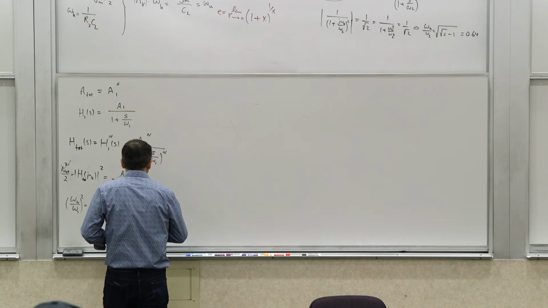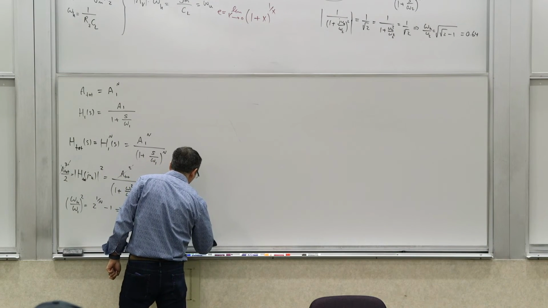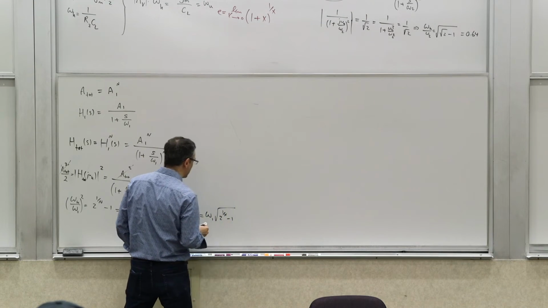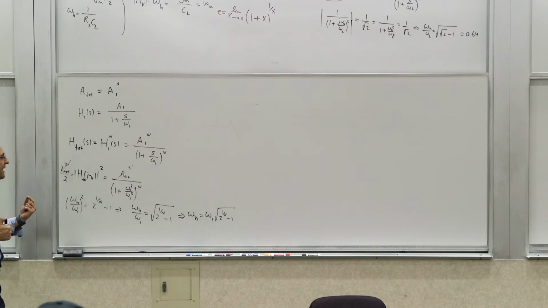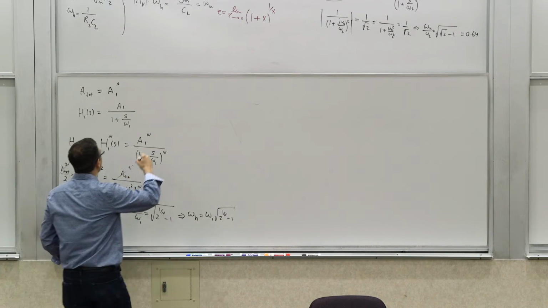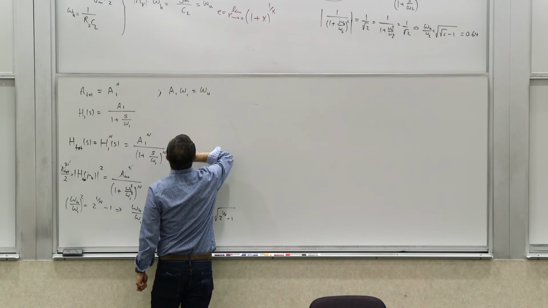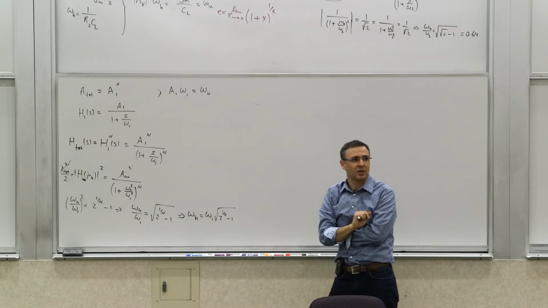Or you can also write it in terms of omega_H. So you can say omega_H is omega 1 times the square root of 2 to the power of 1 over n, minus 1. But omega 1 is not really a constant. What is a constant, for the assumptions we've made, for each stage is the product of omega 1 and its gain. It's the gain bandwidth product, because as you reduce the gain, omega 1 goes up. So we have to express that in terms of the unity gain frequency. We can say A1 times omega 1 is omega_u.